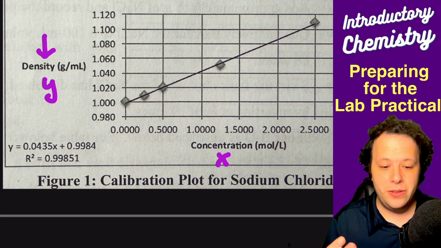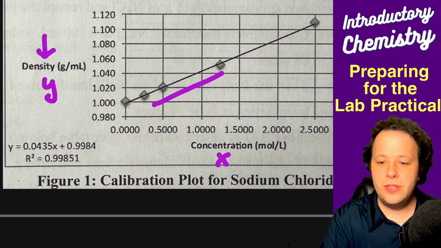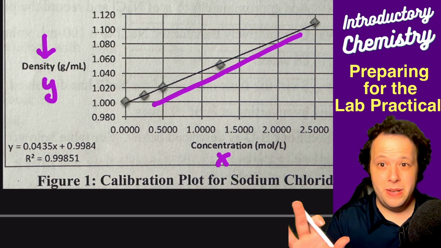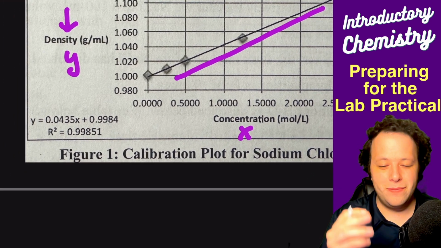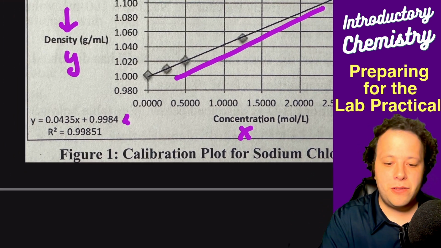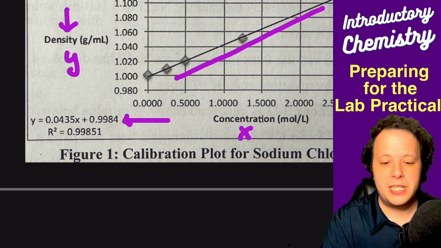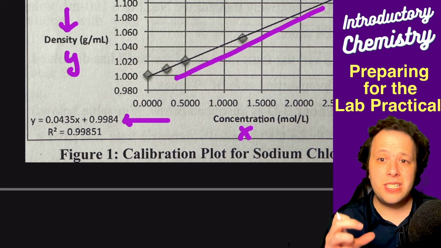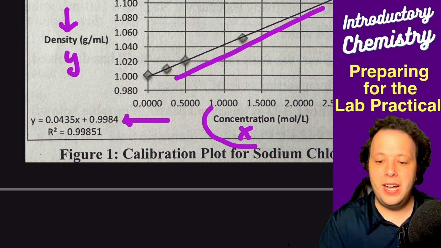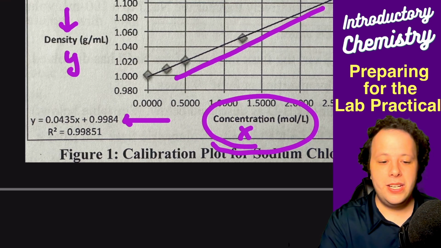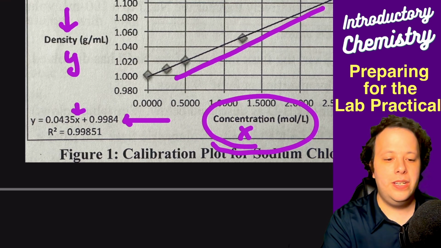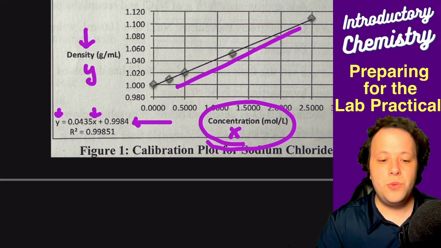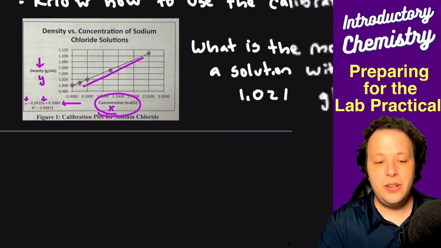That's a y value. Now, one thing about this is you notice that there's this line that's going up and down the actual graph. That's referring to this y equals mx plus b formula, which is something you can use to find the concentration, because you notice there's an x value and a y value. So what you can do is plug your value into that.